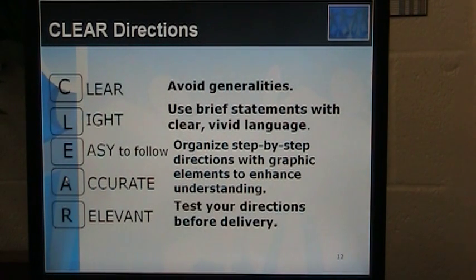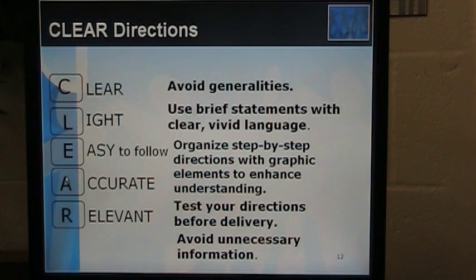Finally, another tip for clear directions is accurate. Test your directions before delivery. It's hard for us to give directions to our own home because we go there so much. So a lot of times we don't pay attention to street signs that may be down or a turn that may be blocked off. So before you give your directions to someone, go ahead and test them out to make sure they even work. And relevant. Avoid unnecessary information.